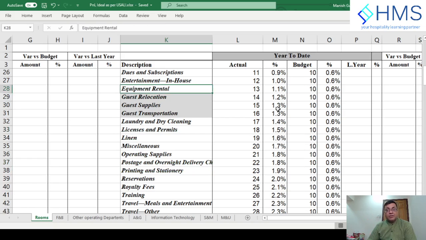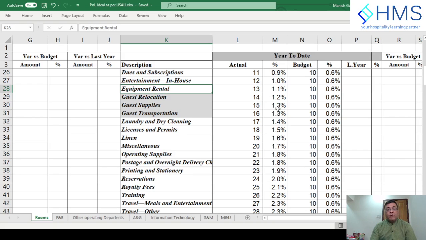Then you have guest relocation, which depends on the business. Guest supplies and guest transportation depend on the business, unless there is a special contract with a limousine company and you are paying them a fixed amount of money regardless of the guests. It can happen. In that case, it will be fixed. So you have to understand how the business is being conducted.